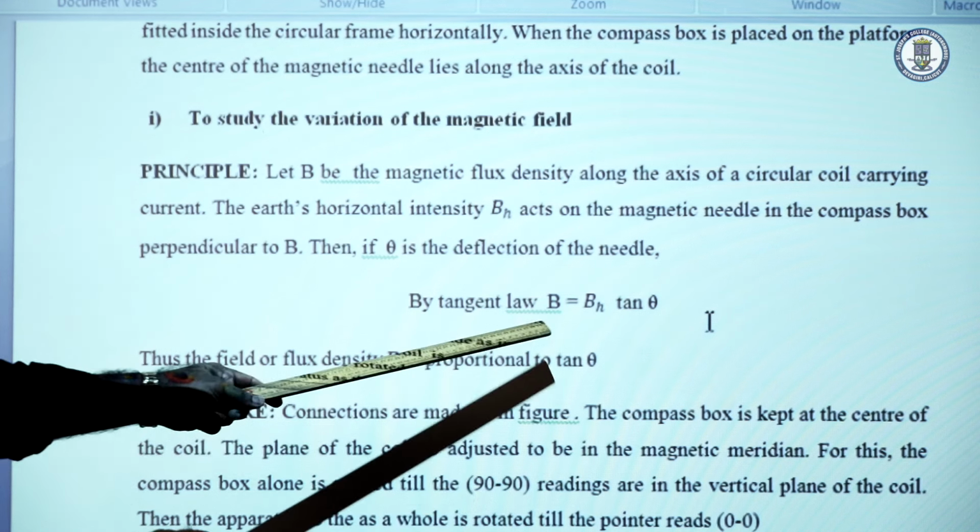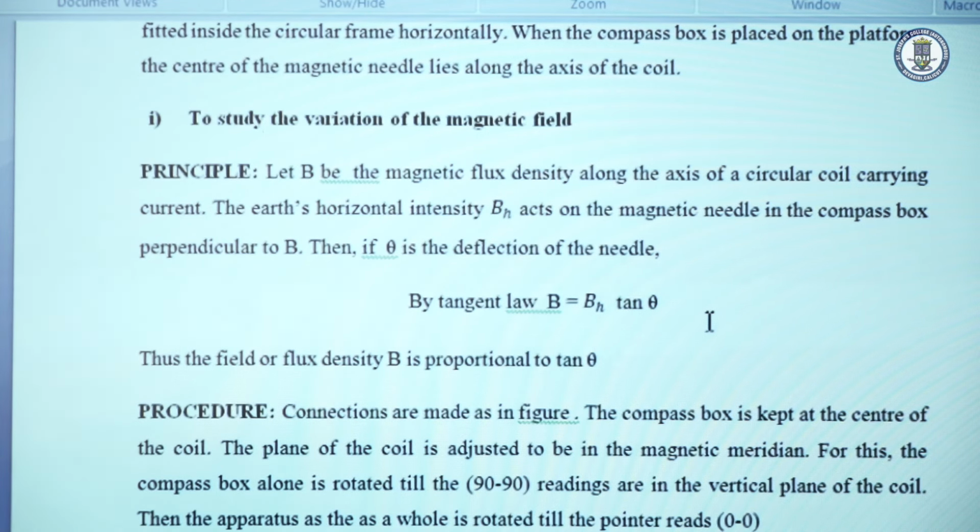Now BH is a constant, so B is proportional to tan theta. So if we change the distance to different points of the circular coil on the axial line, at every point the magnetic field is proportional to tan theta of the deflection produced, and that we are studying in the first part.